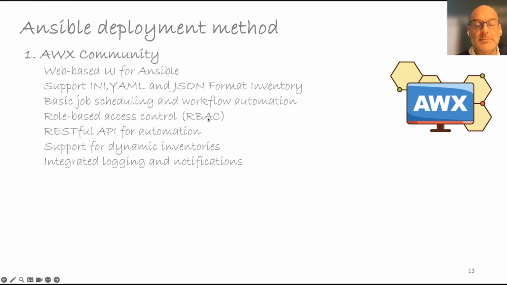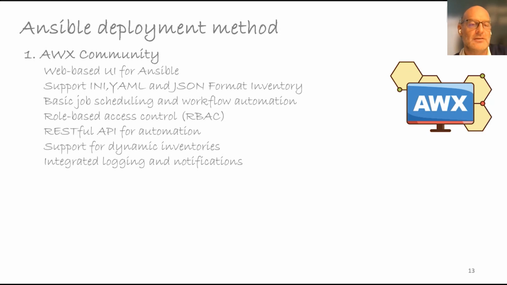You have role-based access management, so you can say this user can deploy servers, another user can only deploy a database, another user can only deploy a web server, and so on. You have a REST API also for automation. It supports dynamic inventory. What does this mean? Dynamic inventory means you can connect to Amazon and get the full inventory from Amazon, and you can communicate very easily with Amazon, but it's only Amazon.